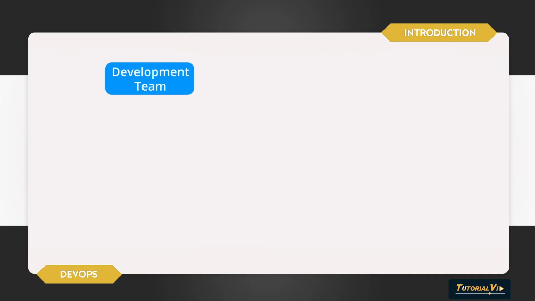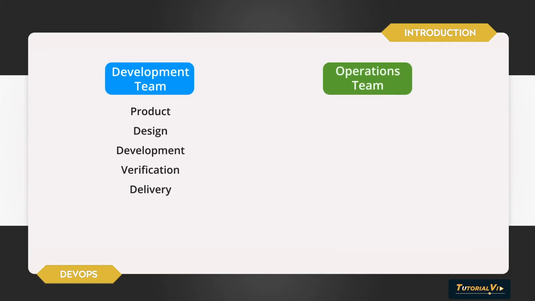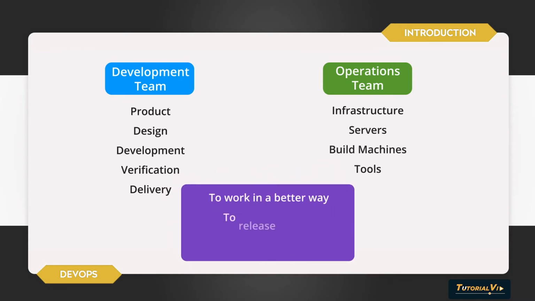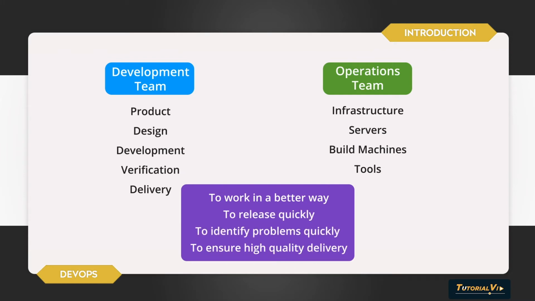Now, let us understand what a development team is. A development team consists of the people who work on the product and are responsible for designing, development, verification, and delivery of the product. What is an operations team? An operations team makes sure that the infrastructure used by the development team is stable and in place, so the servers, build machines, and tools are all available for DevOps to work efficiently, identify problems quickly, and make an accurate delivery in terms of quality and quantity appreciable by the customers.